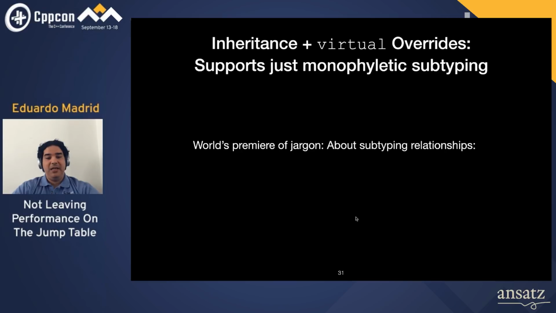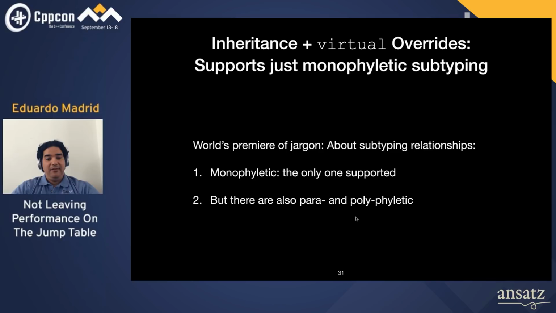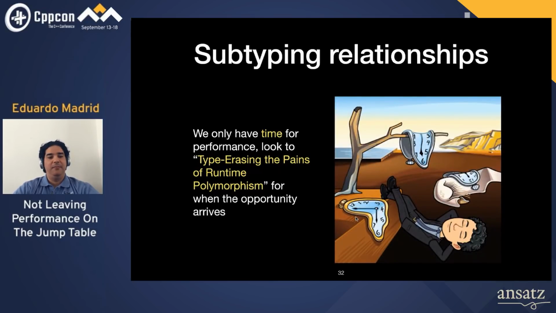Another thing is that inheritance only supports one type of subtyping relationship, which is monophyletic subtyping. This is the first time that I have introduced this jargon in a public forum. Monophyletic is the only one supported, but there are also paraphyletic and polyphyletic. I will explain them at the very end of the presentation if there is the opportunity, but this is really a very important thing to bear in mind. It's just that if we want to concentrate on the performance, we had to skip a few things.